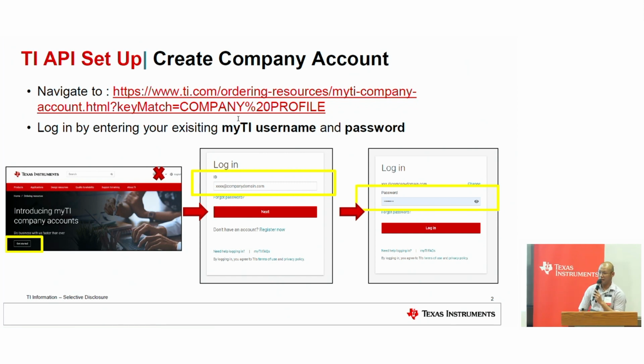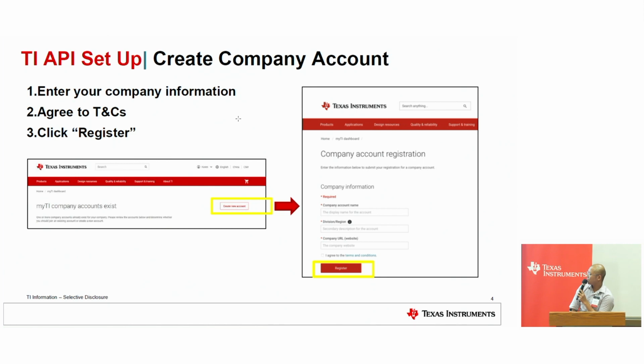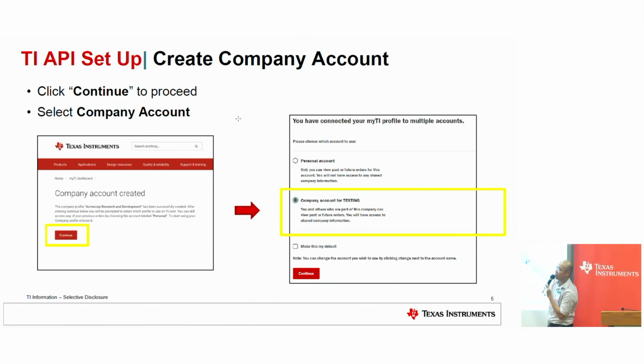To apply for an API key and a company account, you need an existing TI account. I believe most of you here already have one. So just go to this page and sign up using your existing account. You have to go through the verification process and fill in some of your company information. Once you have this option over here, you know that you have a company account. Most of you are still at personal account here, and for an API key, you need a company account.